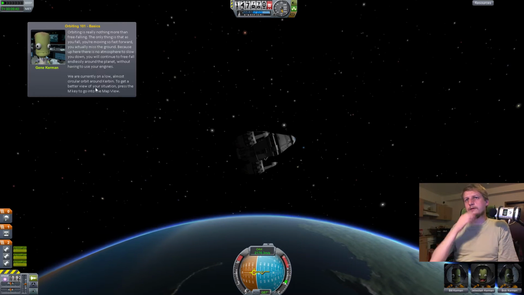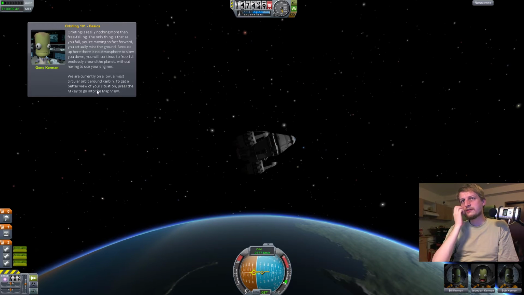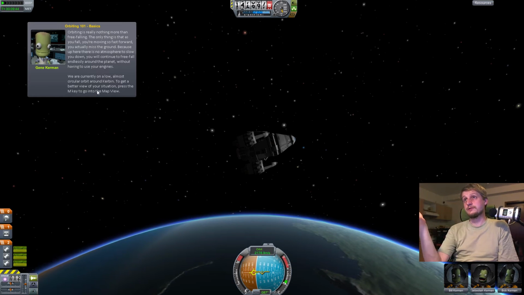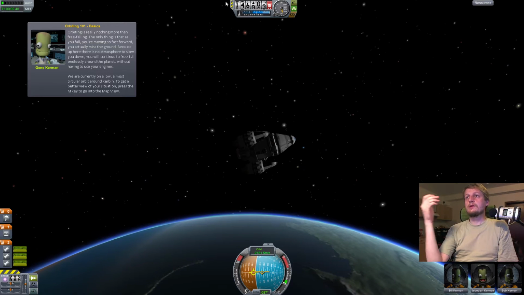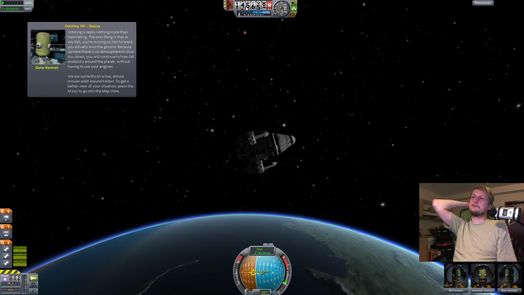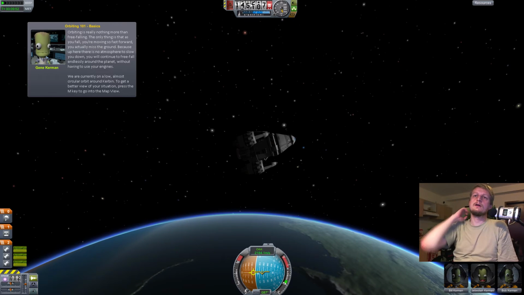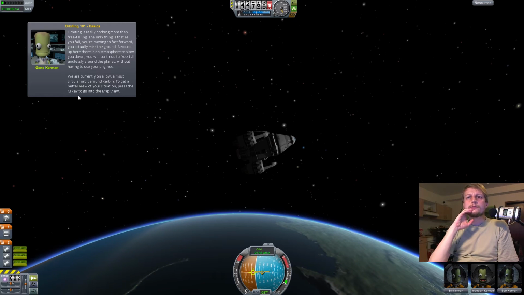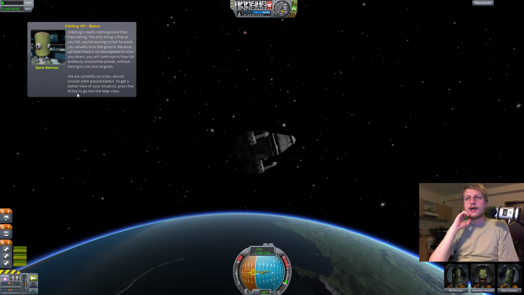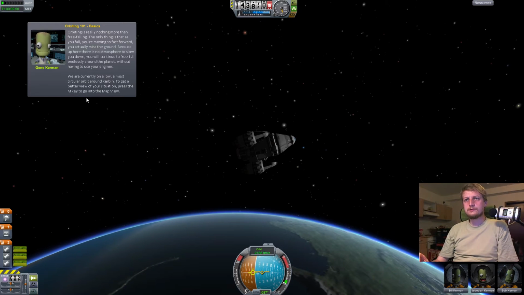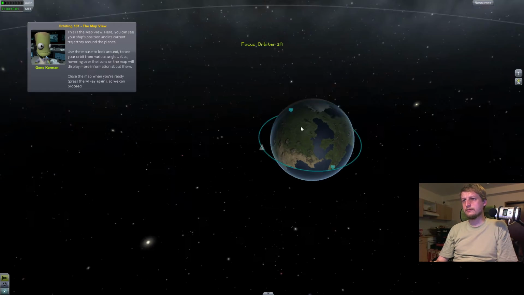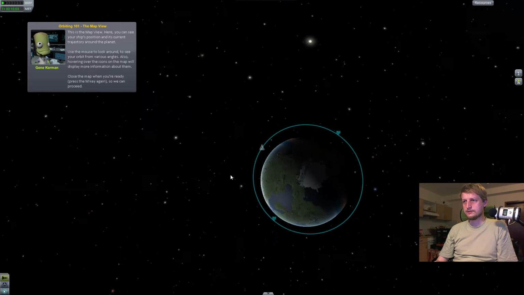Yes, we are currently on a low, almost circular orbit around Kerbin. It's no orbit. I mean, well, we started at 160 kilometers. To get a better view of your situation, press the M key to go into the map view. Oh, look at that, yes.